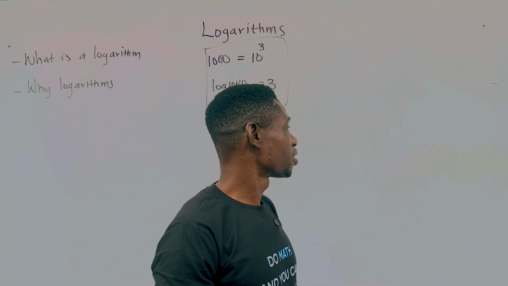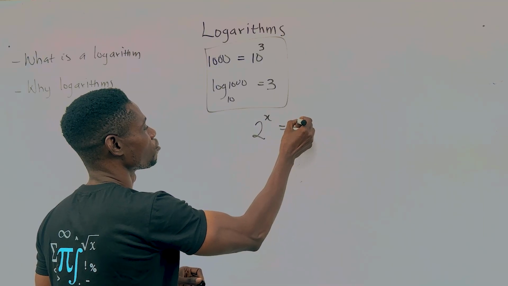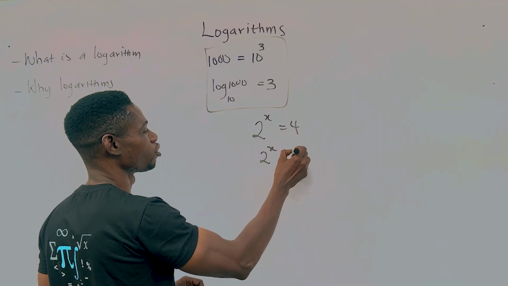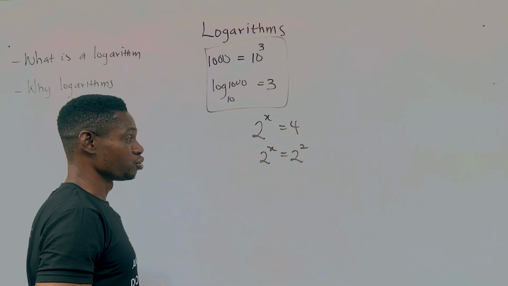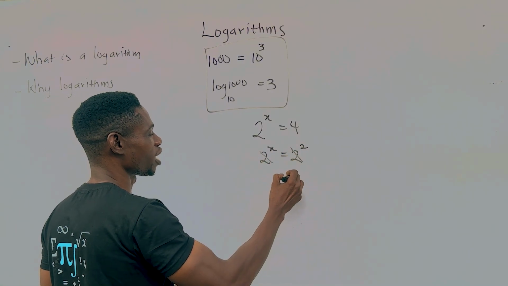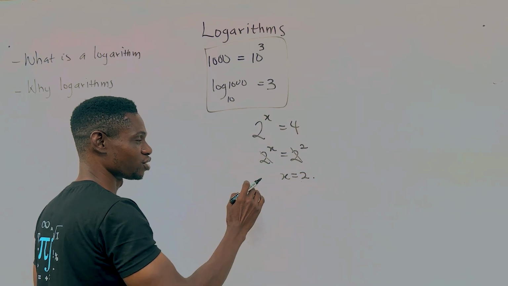Let's say you have 2 raised to the power x equal to 4. You can easily say 2 raised to the power x equal to 2 raised to the power 2, right? And then you equate the powers, you get your answer x equal to 2. And this is pretty straightforward.